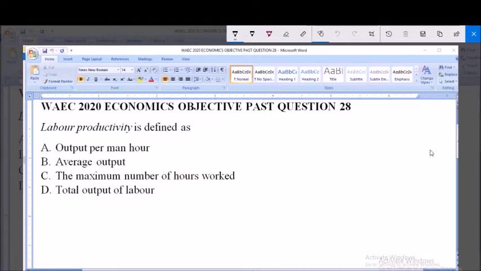Labor productivity is defined as: A. Output per man hour. B. Average output. C. The maximum number of hours worked. D. The total output of labor.